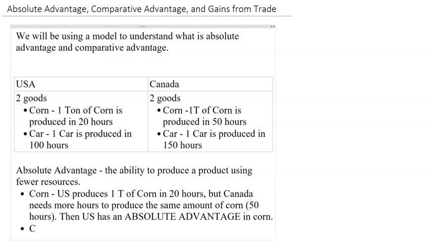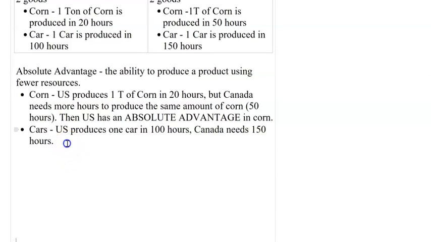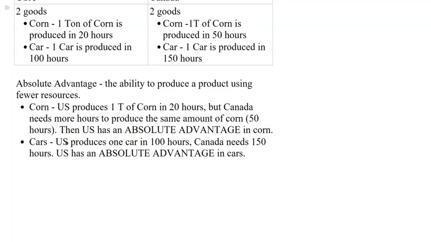Similarly, if I look at cars, again, I can see the US produces 1 car in 100 hours. Canada needs 150 hours. So in this case too, I can say that the US has an absolute advantage in cars. Basically, if I look at both these products, I can see that the US has, I'll write absolute advantage as AA, in corn, and AA in cars. So the US is good at producing both products.